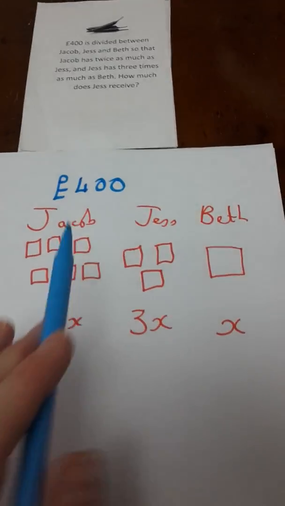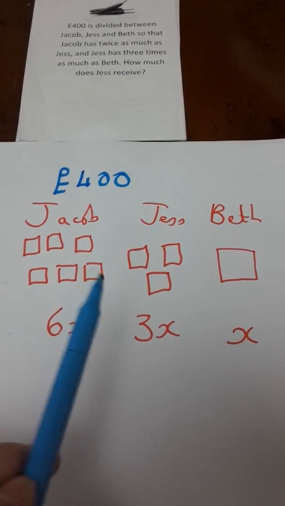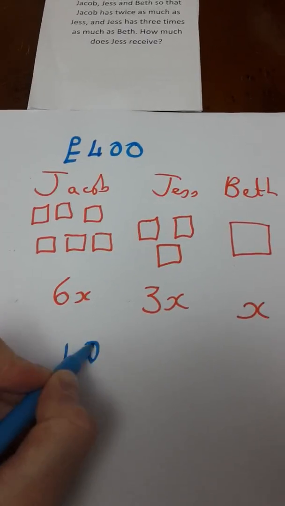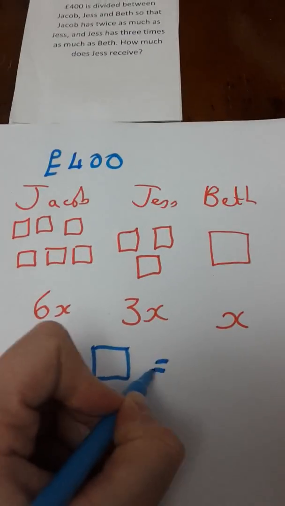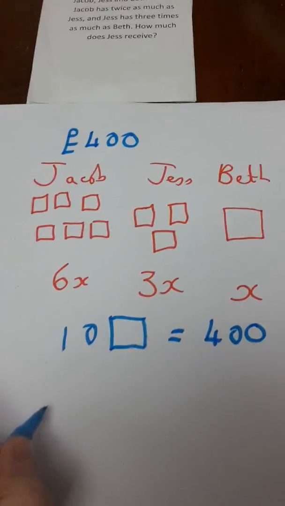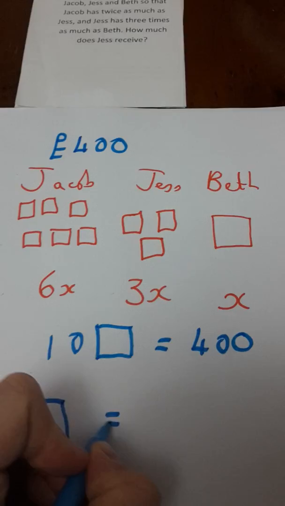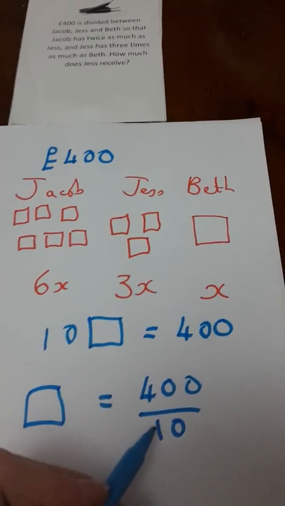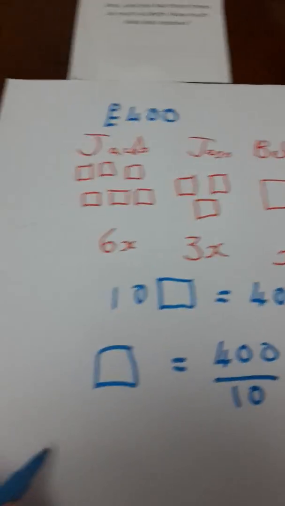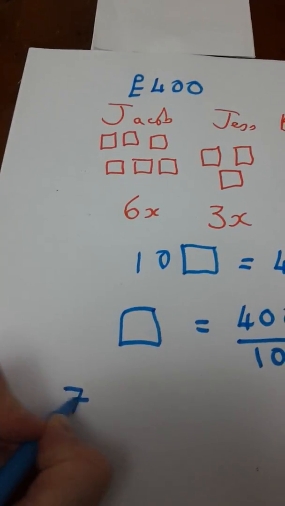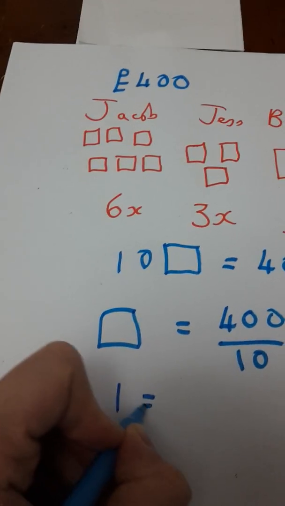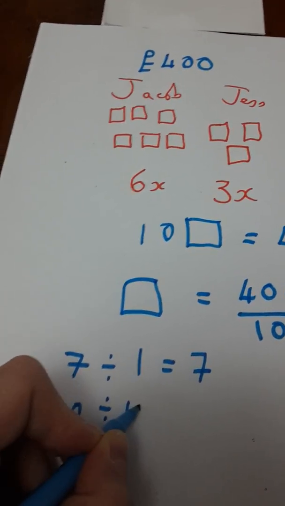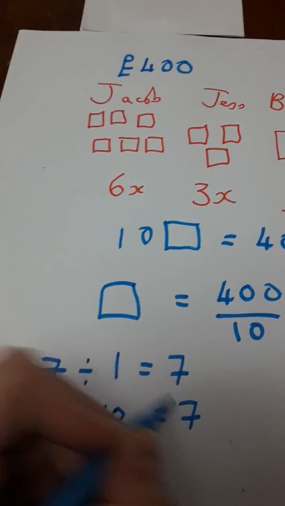So this £400 is going to split between 1, 2, 3, 4, 5, 6, 7, 8, 9, 10 boxes. So 10 boxes equals £400. So 1 box is going to equal £400 divided by 10. Well, as I've shown you before, 7 divided by 1 equals 7. But 70 divided by 10 equals 7.